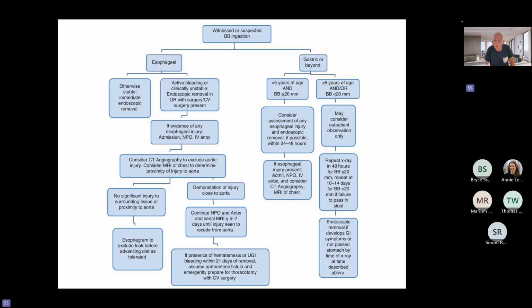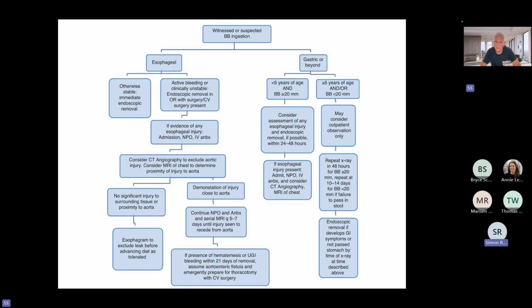So for gastric foreign bodies or beyond, if it's less than 20 millimeters, you may observe them as an outpatient, repeat the x-ray, I would say within 24 to 48 hours. If it doesn't pass, and if it's beyond the pylorus, it'll pass. But if it remains in the stomach for more than 24 hours, it should be removed.